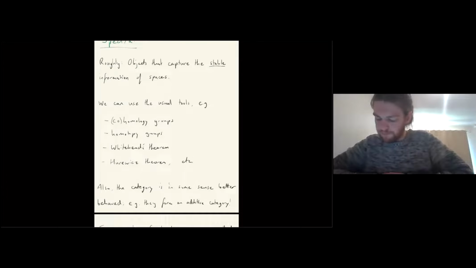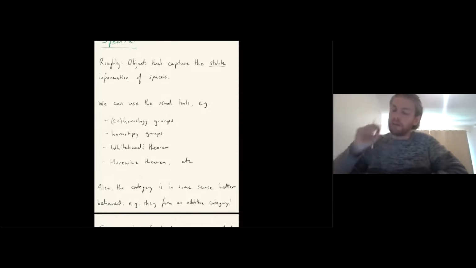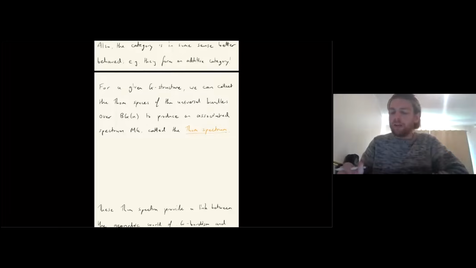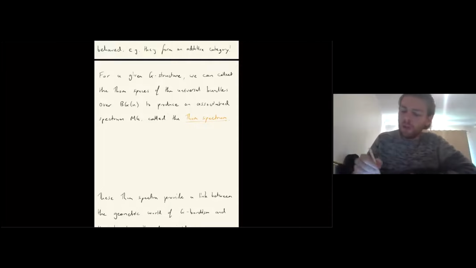They form an additive category, these spectra, so you can add maps and things like that. They have slightly nicer properties. And I guess the key point, the reason we care about spectra, is if you take a G structure, so I said you have these BGn, B G n minus 1, BG, and so on. And we have all of these universal bundles, which were the things that we used to pull back to get all of our generic bundles.